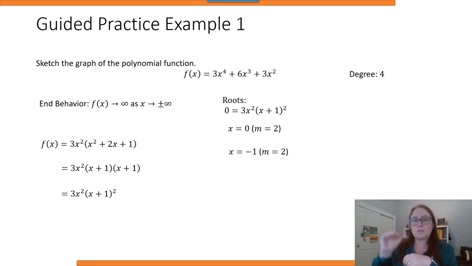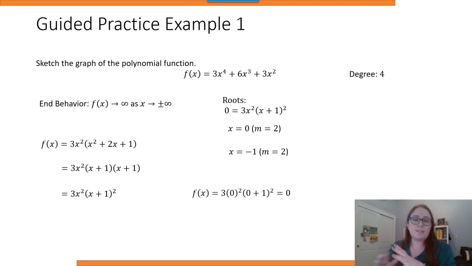So looking at my roots and their multiplicity, I'm at 4. I've got 2 zeros and 2 negative 1s. I know I found all the roots. I don't need to worry about looking for anything else. So those are my roots. They're even, which tells me that those are going to be turning points on the graph. It's not going to be passing through the x-axis.